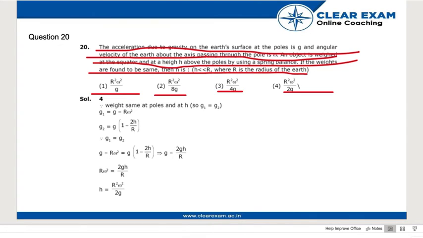The value obtained is g minus 2gh upon R, and this value is equal to R omega square. From this we will calculate the value of h. So the value of h will come out to be R square omega square upon 2g. Now we will see which of the options given above is a match for the obtained answer. We can see clearly that option number 4 matches the obtained answer. So the correct option for this question is option 4.